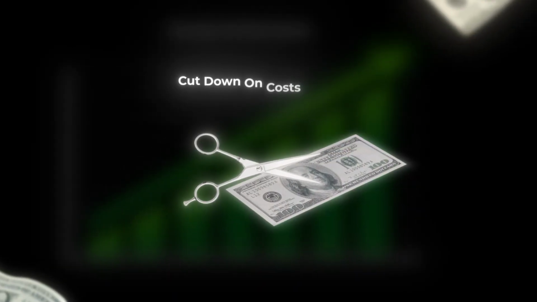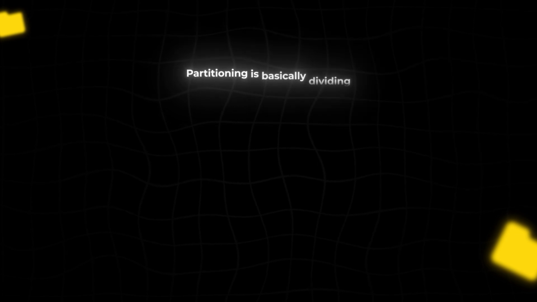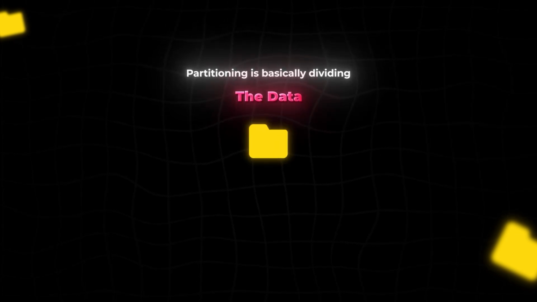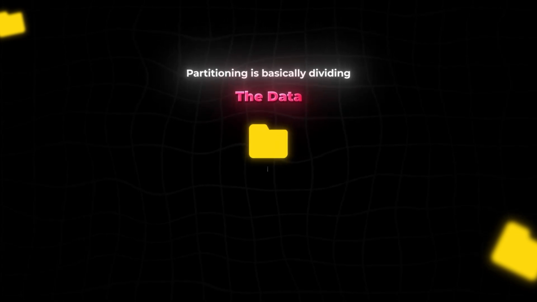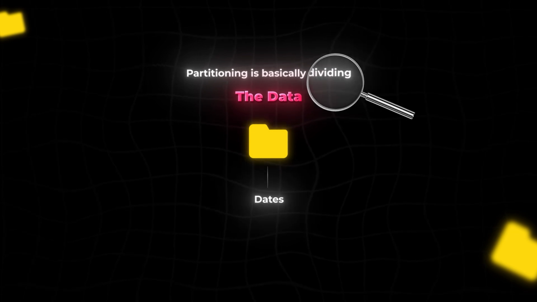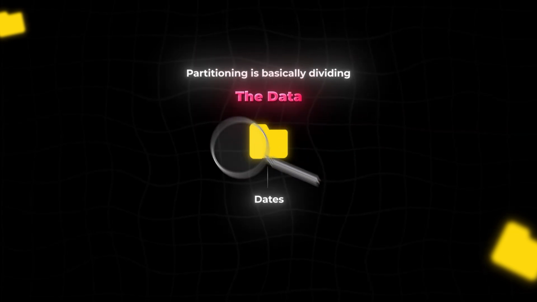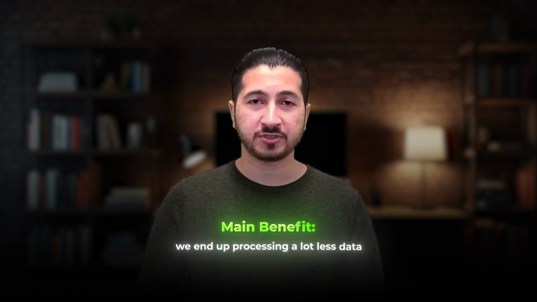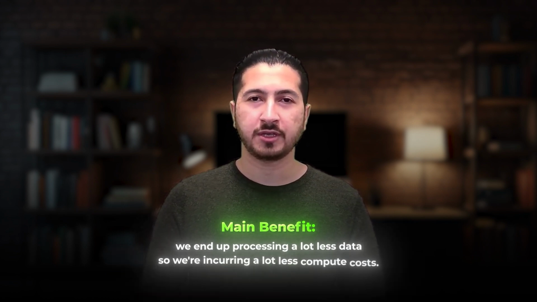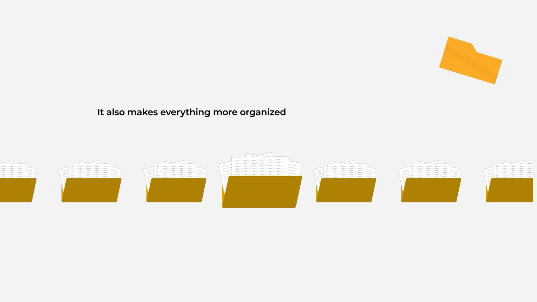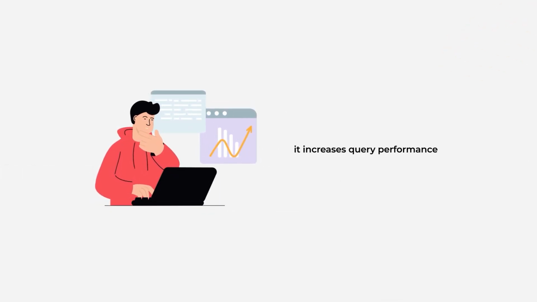Alright, before we jump into the details of Glue ETL jobs, let's quickly talk about partitions in AWS. Partitioning is one of the best ways to increase performance and cut down on costs. Partitioning is basically dividing the data into smaller chunks based on specific values, like dates, so we don't have to search through everything to find what we're looking for. Its main benefit is that we end up processing a lot less data, so we're incurring a lot less compute costs. It also makes everything more organized, and it increases query performance.